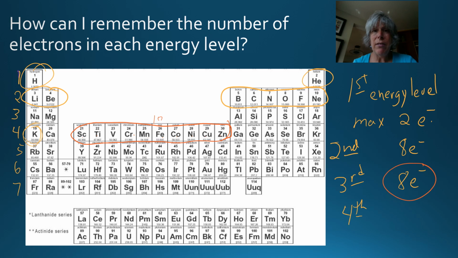So we are not going to do any Bohr diagrams that go past element number 20 for calcium. So all of our diagrams will have 2 electrons on the first energy level, 8 on the second, a maximum of 8 on the third, and then possibly 2 on the fourth. So we'll just be diagramming up to calcium.